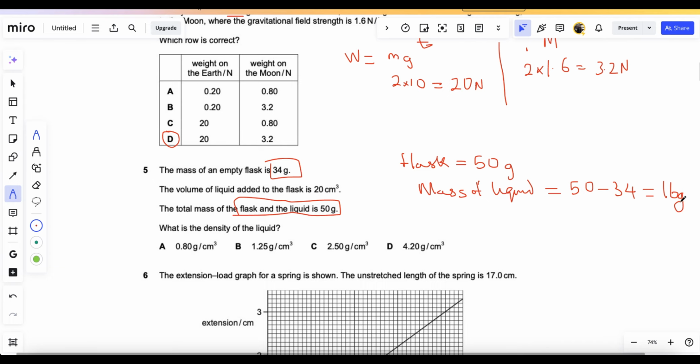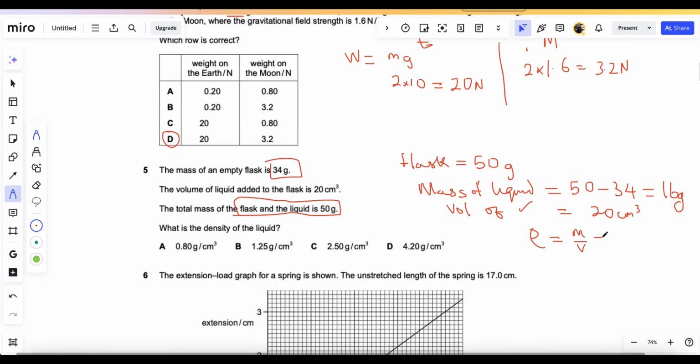Remember, they've told us the volume of the liquid. The volume of liquid is 20 centimeter cube. So to calculate the density, which will be in gram per centimeter cube, density, which is rho, equals mass over volume, equals mass of liquid over volume of liquid.